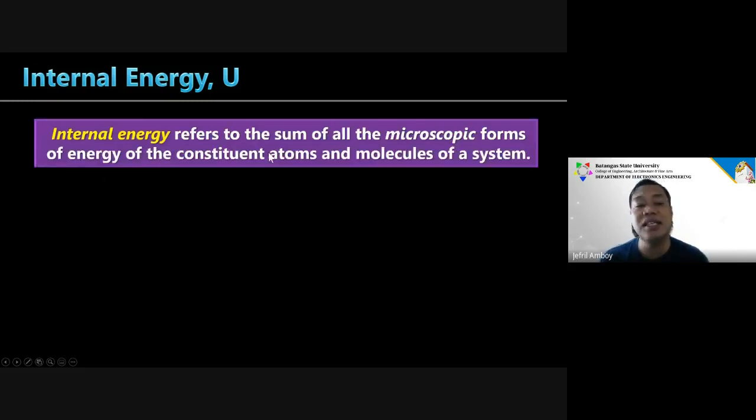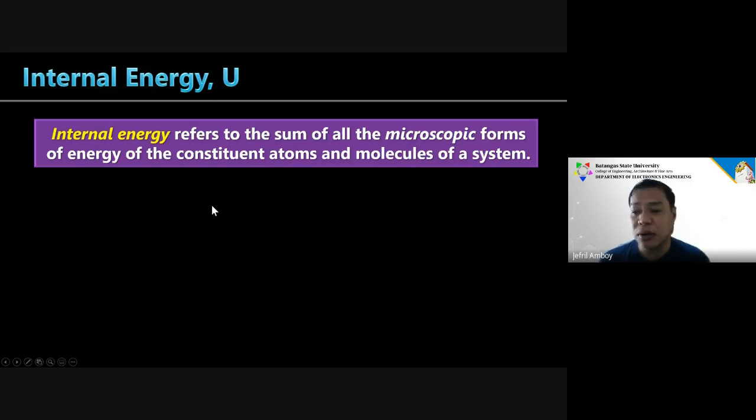Okay, this is what we call internal energy. Sir, what is internal energy? From the word internal, no, we are referring to the constituents of a certain material. For example, there is a material, a metallic material, and we are talking about its internal energy. Then we have to look at the constituent particles that make up that material. No? So we define internal energy as the sum of all the microscopic forms of energy of the constituent atoms and molecules of a system. So the internal energy strictly refers to the microscopic forms of energy of the constituent atoms and molecules.